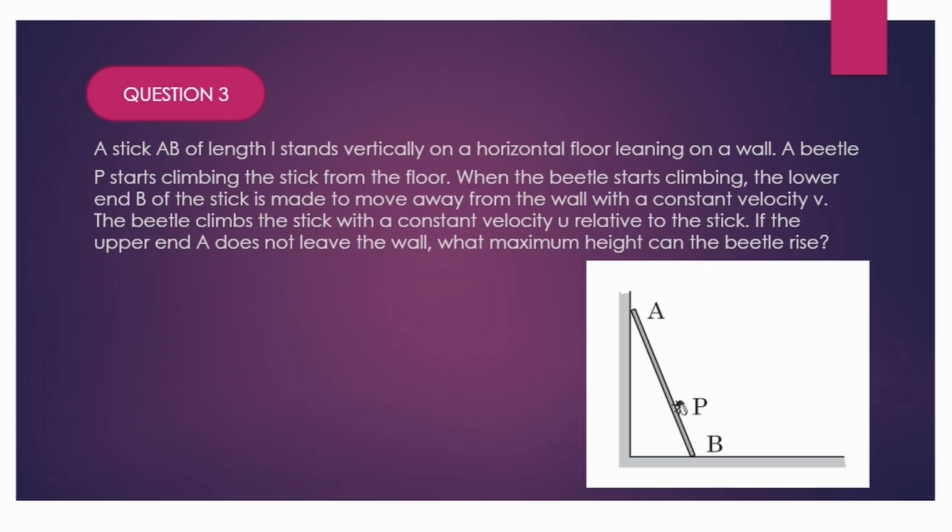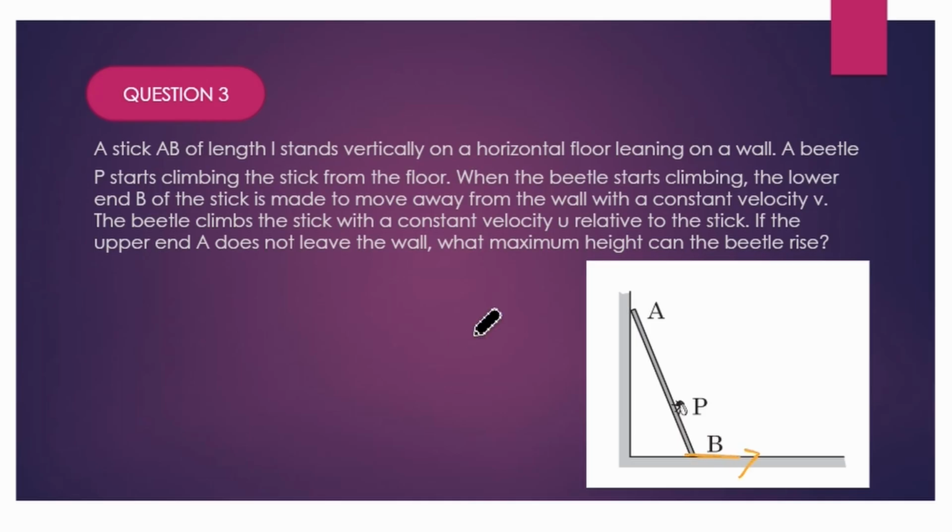Okay, now let's read the question. A stick KB of length L stands vertically on a horizontal floor, leaning on a wall. A beetle P is climbing the stick from the floor. When the beetle starts climbing, the lower end B of the stick is made to move away from the wall with a constant velocity V.